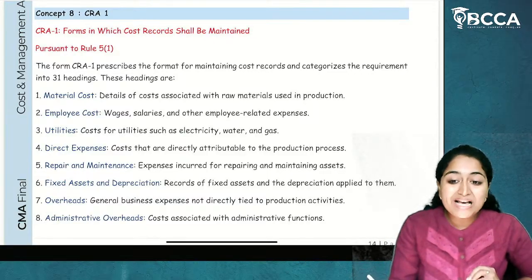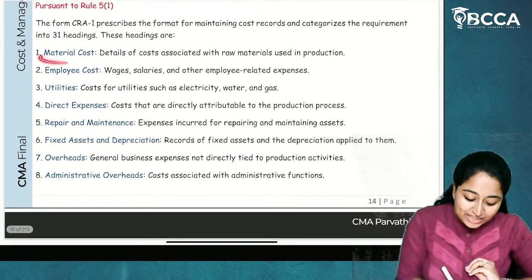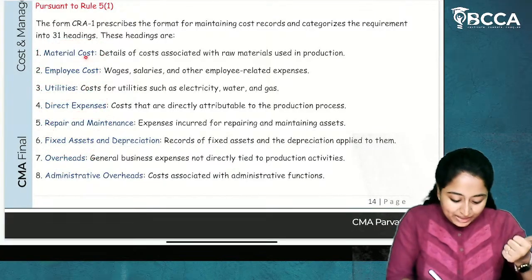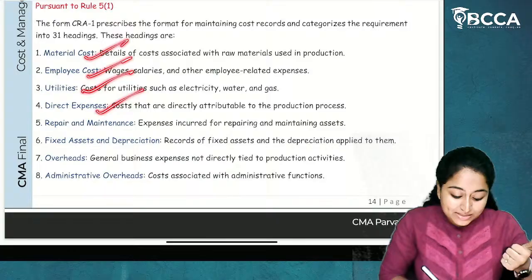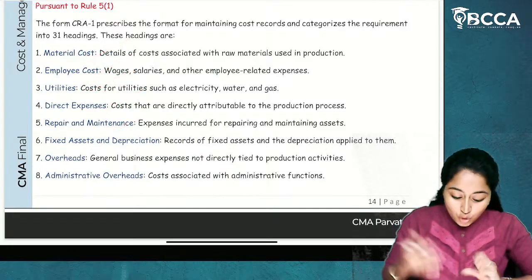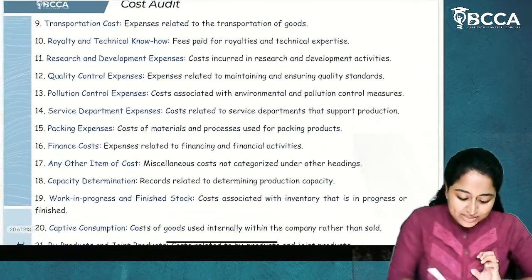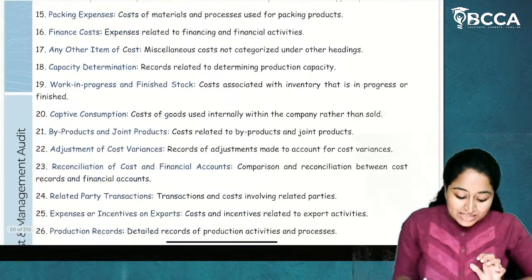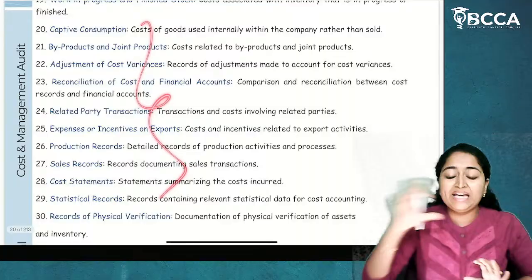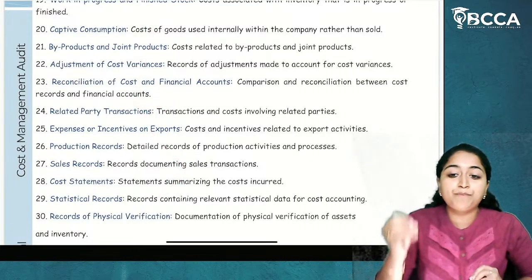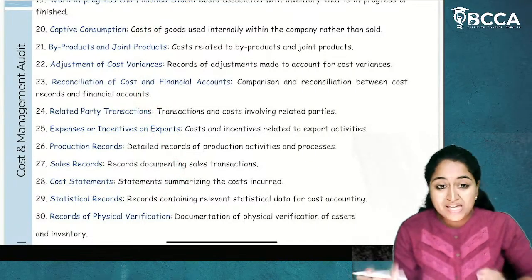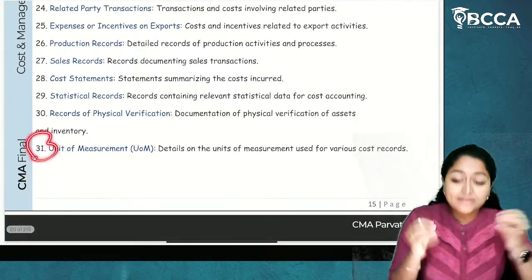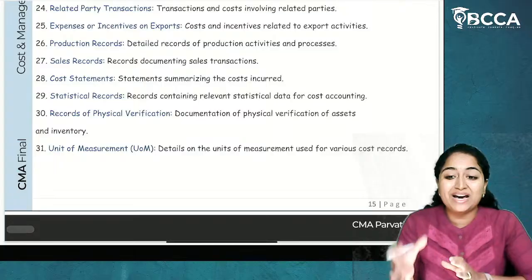How does management have to maintain cost records? By giving information about all these things like material, employee, utilities, expenses, repairs and maintenance, overheads, administrative overheads, transportation cost, royalty and technical know-how fee. Similarly, we have all the elements of information which are important in decision making and to maintain those cost records. Now everything is mentioned in 31 headings in form CRA1.